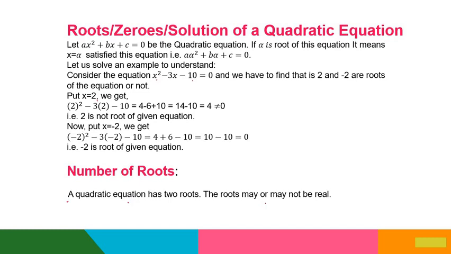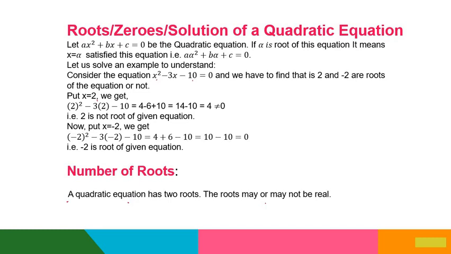Now we understand what is root, zeros, solution of the quadratic equation. Let ax² + bx + c = 0 be the quadratic equation. If alpha is a root of the equation, it means x = alpha satisfies this equation, that is a·alpha² + b·alpha + c = 0.